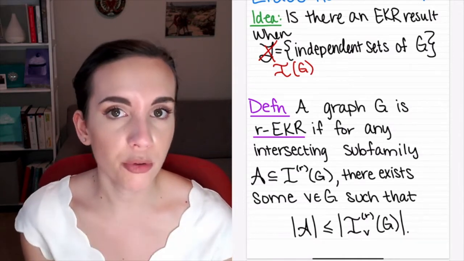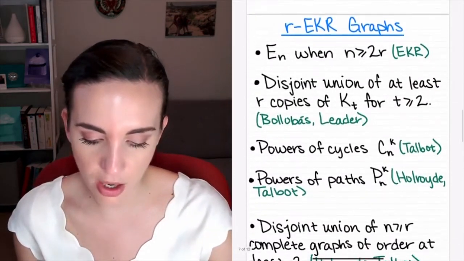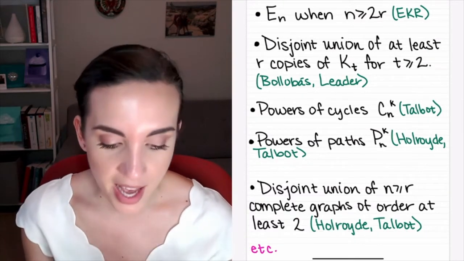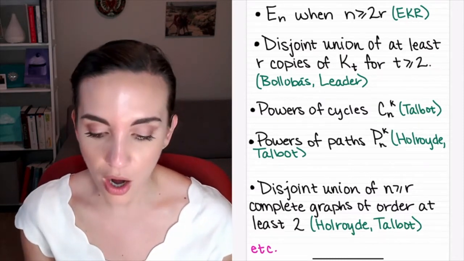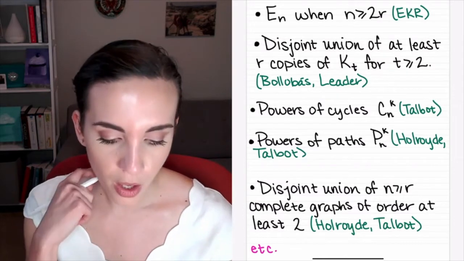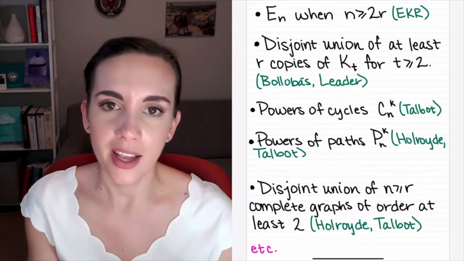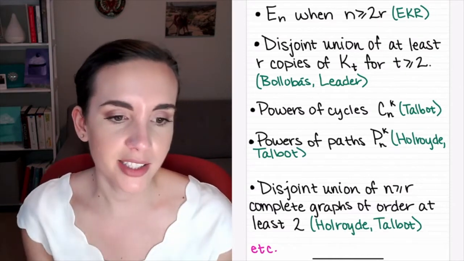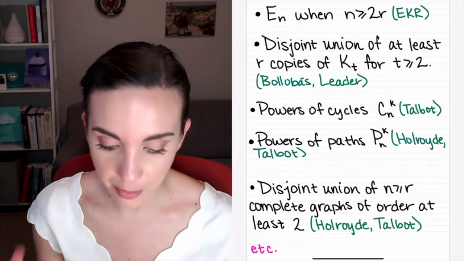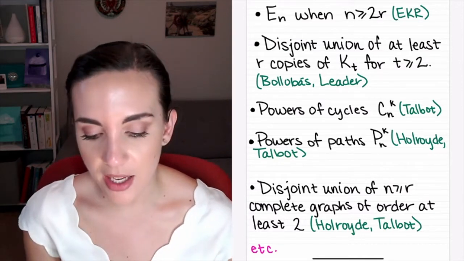Now, many graphs have been proven to be R-EKR for various values of R, and so I'm going to give you a couple of those graphs, but just know that there are many more than what I have written here. The Erdős-Ko-Rado theorem itself actually proves that empty graphs on n vertices are Erdős-Ko-Rado when the number of vertices is at least 2R. That result itself was proven before our Erdős-Ko-Rado graphs were even defined, but if we apply it to this context, it does give us a result in this world as well. Bollobás and Leader proved that the disjoint union of at least R copies of a complete graph is also R-Erdős-Ko-Rado, as long as the complete graphs are all the same size and are of size at least 2.